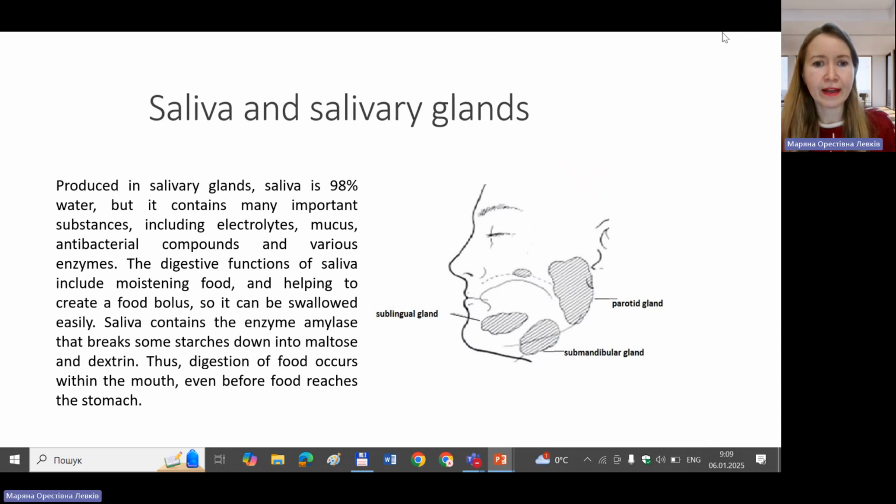Saliva and salivary glands. Produced in salivary glands, saliva is 98% water, but it contains many important substances, including electrolytes, mucus, antibacterial compounds, and various enzymes. The digestive functions of saliva include moistening food and helping to create a food bolus so it can be swallowed easily. Saliva contains the enzyme amylase that breaks some starches down into maltose and dextrin. Thus, digestion of food occurs within the mouth even before food reaches the stomach.